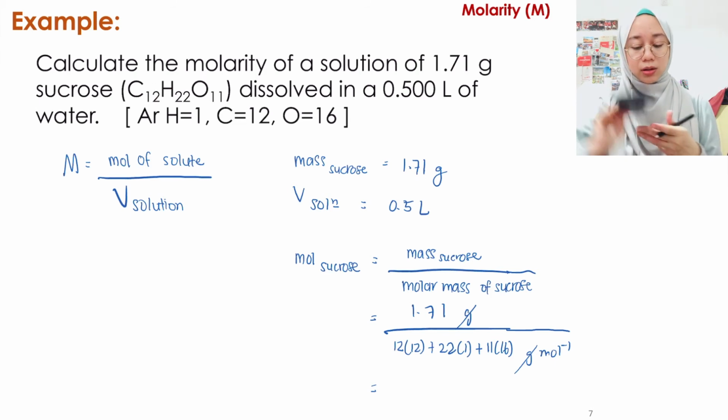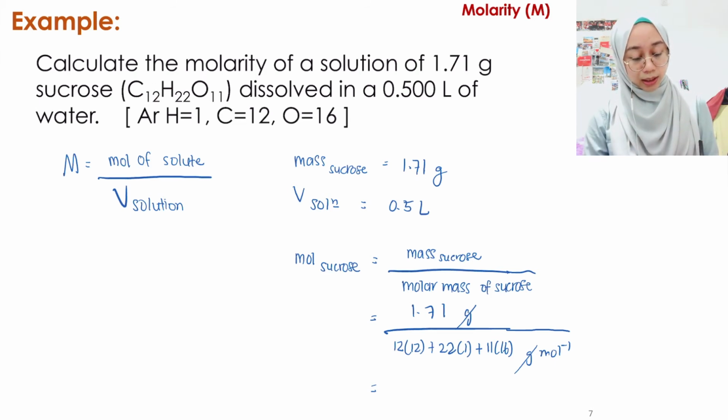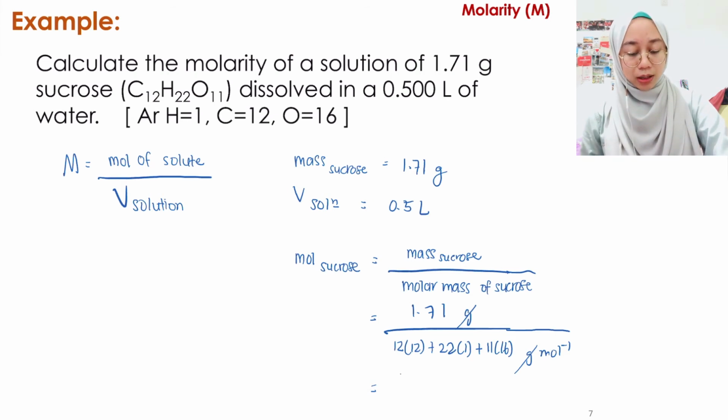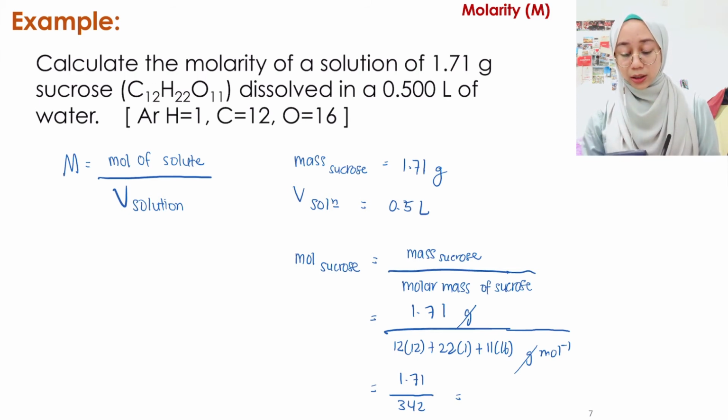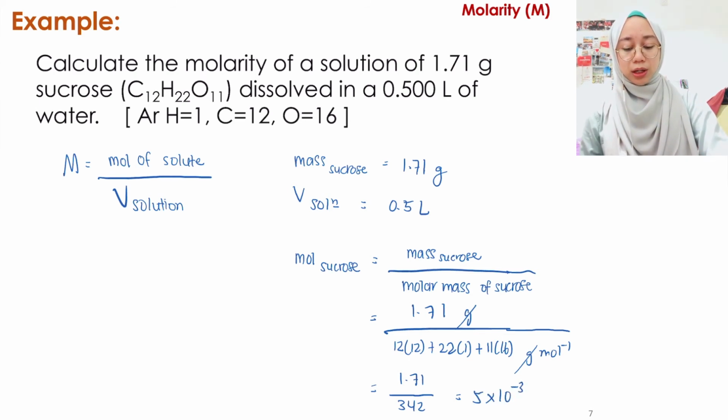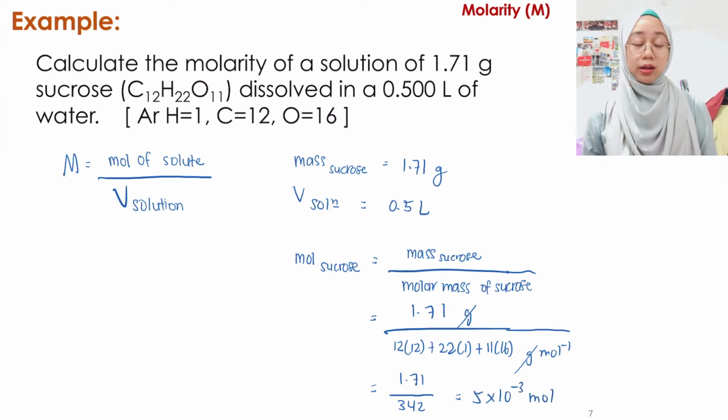Okay, so now 1.71 divided by, Miss kira dia punya molar mass dulu lah. Okay, so what you have here is 1.71 gram divided by 342. Okay, so 1.71 divided by 342 is equal to 5 exponent negative 3 mole. Okay, so now you have the mole of solute dah.